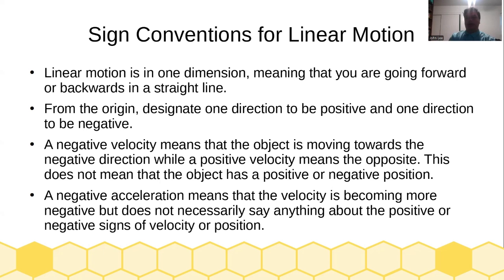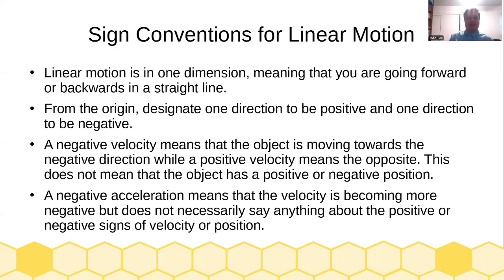Before we go on to an example of this in action, I'm going to go over some sign conventions for linear motion. Since linear motion is in one dimension, you are going to be going forwards or backwards in a straight line. So instead of having our vectors pointing in any direction, they either go forwards or backwards. So from the origin, designate one direction to be positive and one direction to be negative.